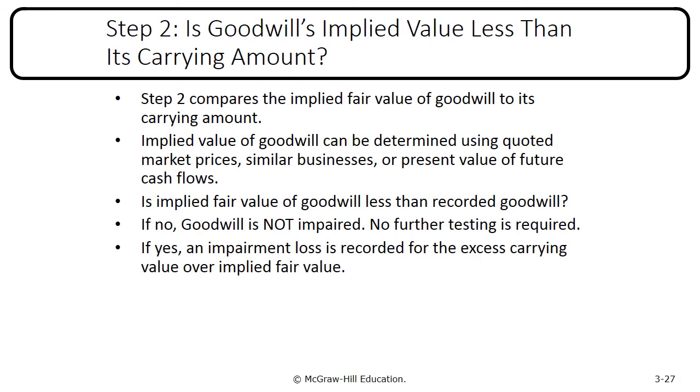The second step says, okay, calculate what the fair value is of the goodwill right now and compare it to its carrying amount. So if that implied fair value, or your calculation of what goodwill would be if you bought that subsidiary today, is less than carrying amount, you have an impairment loss. If it's more than carrying amount, then you don't have an impairment loss. So let's look at an example.